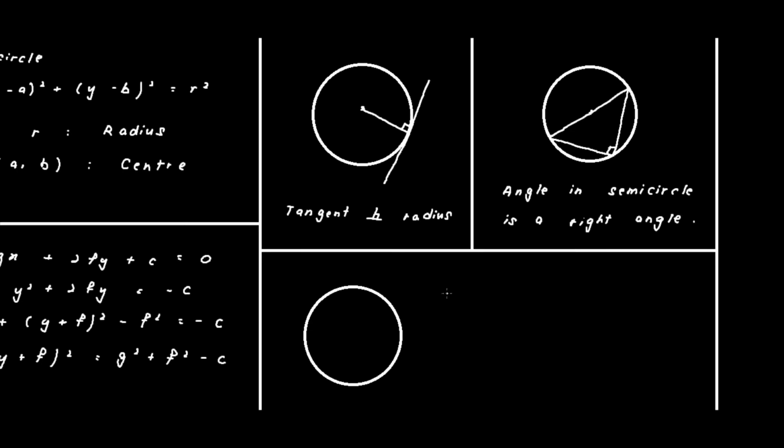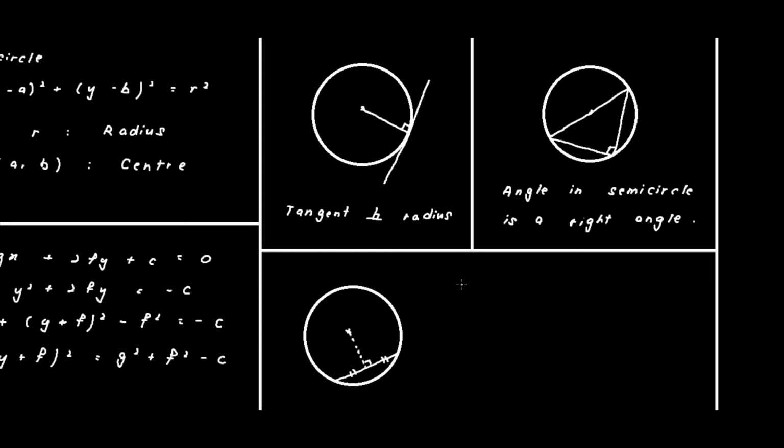Okay, then the third one is if you have a chord. So this is your center and this is a chord. A chord is a line that touches the circumference of the circle at 2 points. So when you draw a line from the center perpendicular to the chord, you will get a perpendicular bisector.